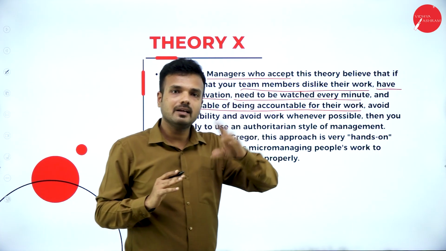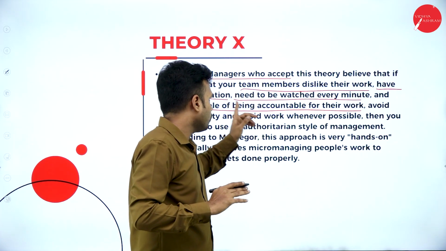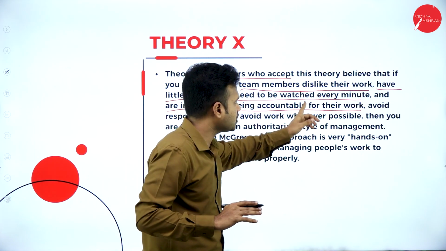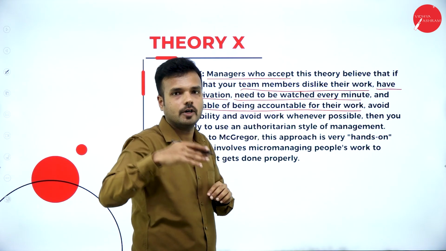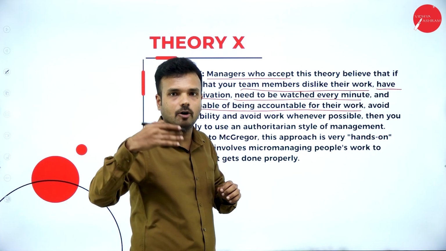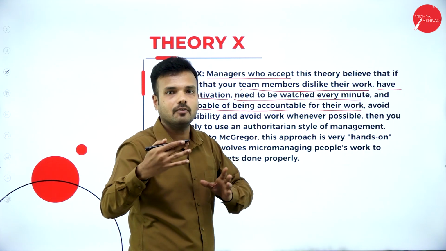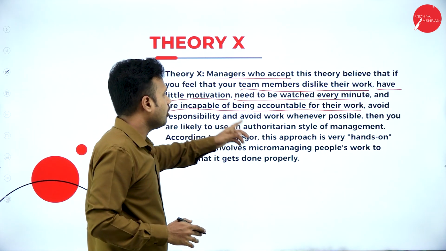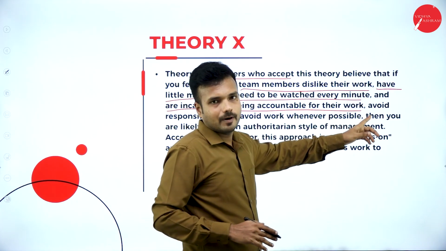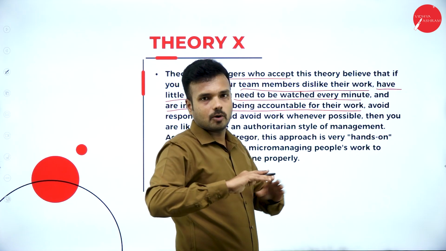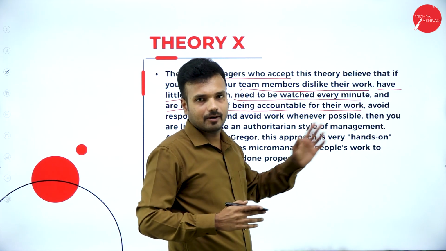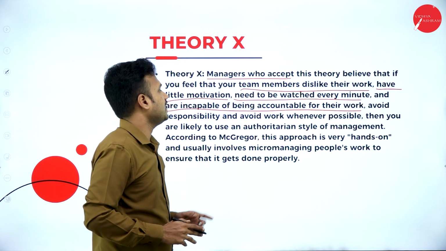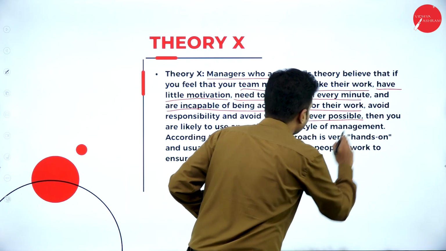Okay, so what the manager has to do is focus on a particular person. He must watch every movement, every action of the individual, to see how they are going to perform in the organization, and they are incapable of being accountable for the work that is done by them. They are not at all capable of the work they are going to accomplish in the organization, and they avoid responsibilities and avoid work whenever possible.